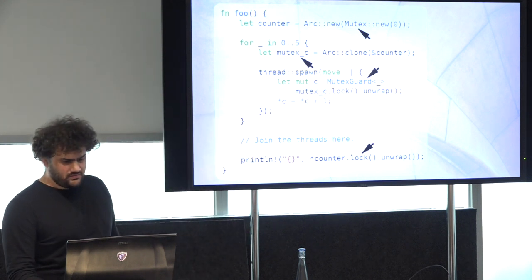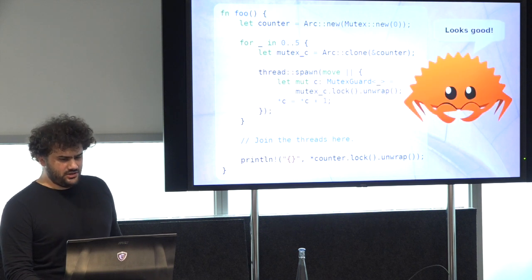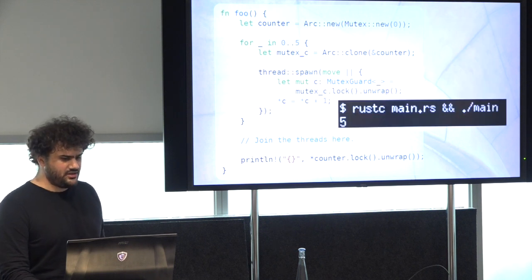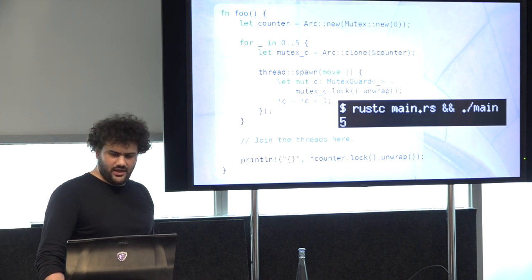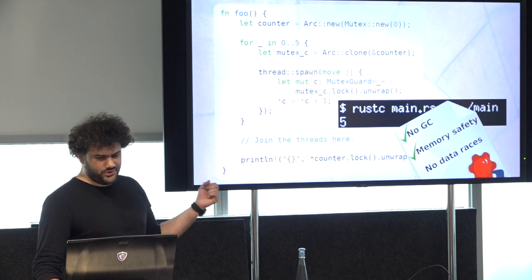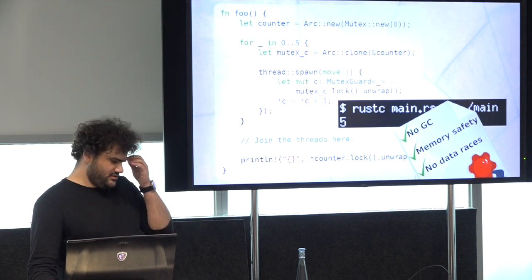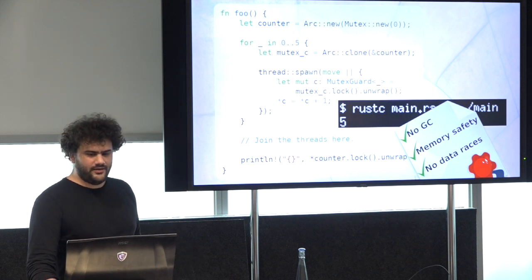And this works. Compiler is happy. If you actually run this thing, it will give you the right result. It's indeed 5. And that basically shows you how to have no data races by purely looking at the code statically.